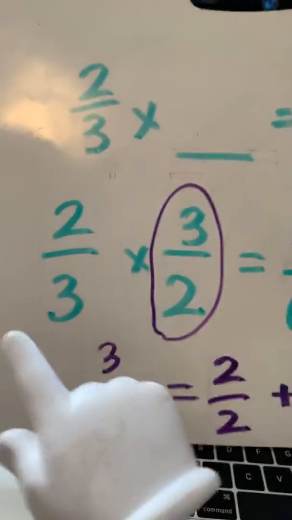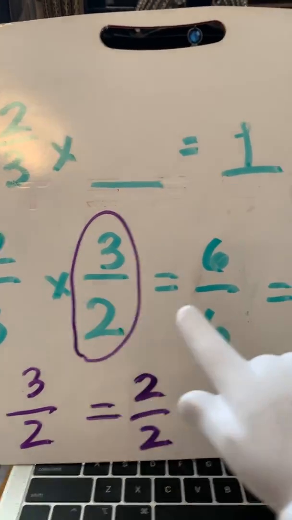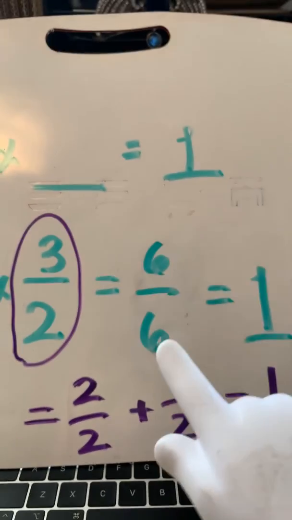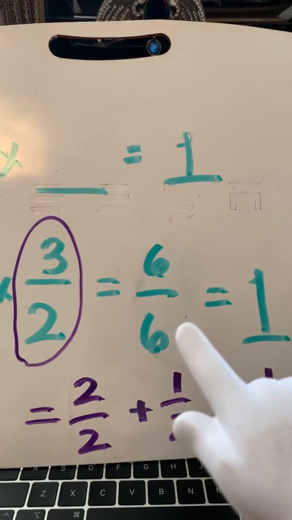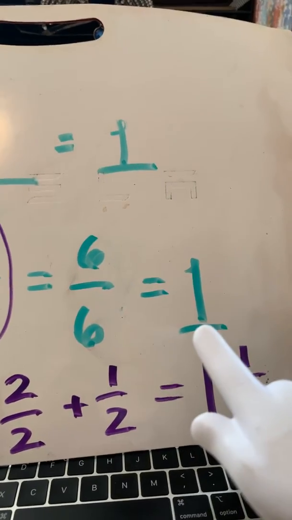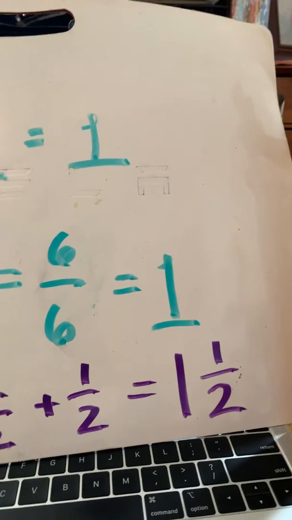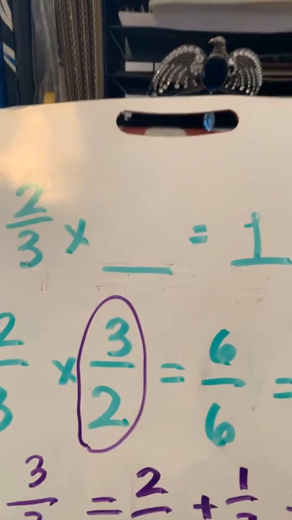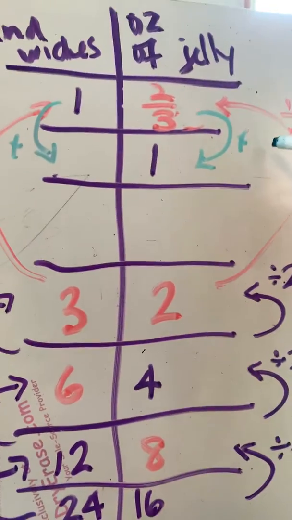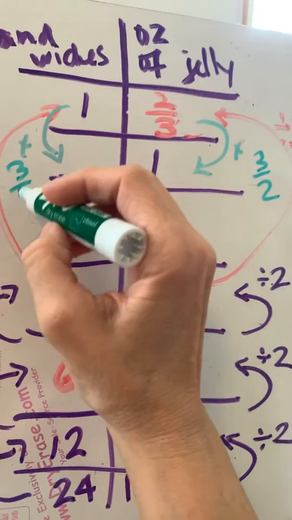Okay, so I figured out that 2/3 times 3/2 equals 6/6. And we know when the numerator and the denominator are the same, that equals 1. Aha. So a number that we can put in our table right here is going to be 3/2. We're going to multiply by 3/2.